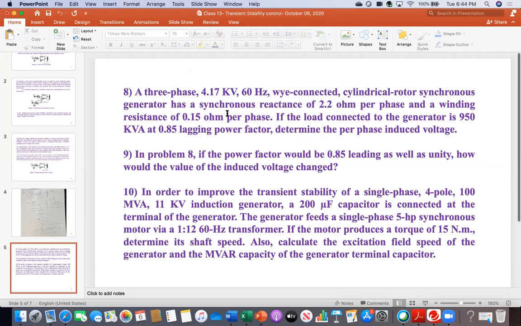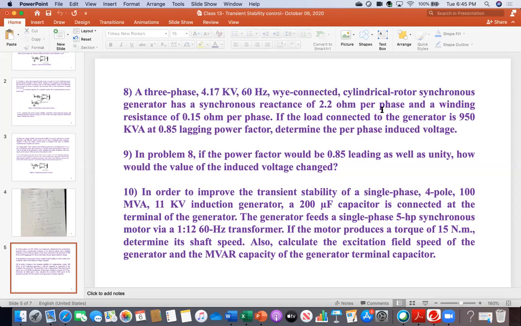A 3-phase 4.17 kV 60 hertz Y-connected cylindrical rotor synchronous generator has a synchronous reactance of 2.2 ohm per phase and a winding resistance of 0.15 ohm per phase. If the load connected to the generator is 950 kVA at 0.85 lagging power factor, then determine the per phase induced voltage. So this is with regard to that synchronous generator.